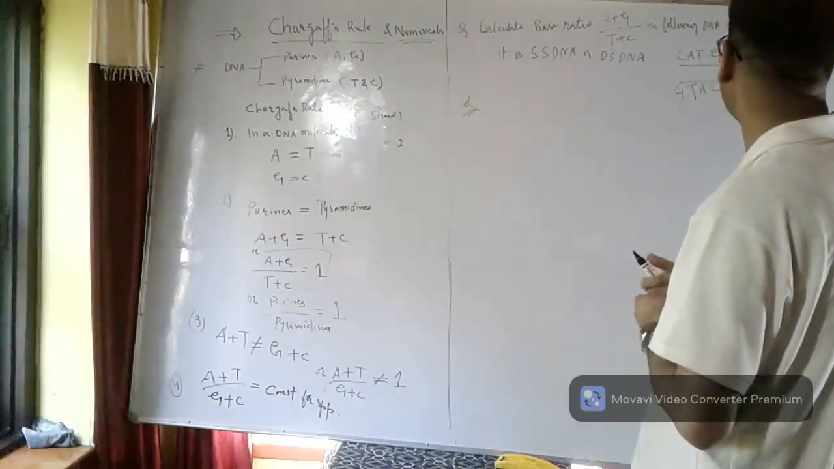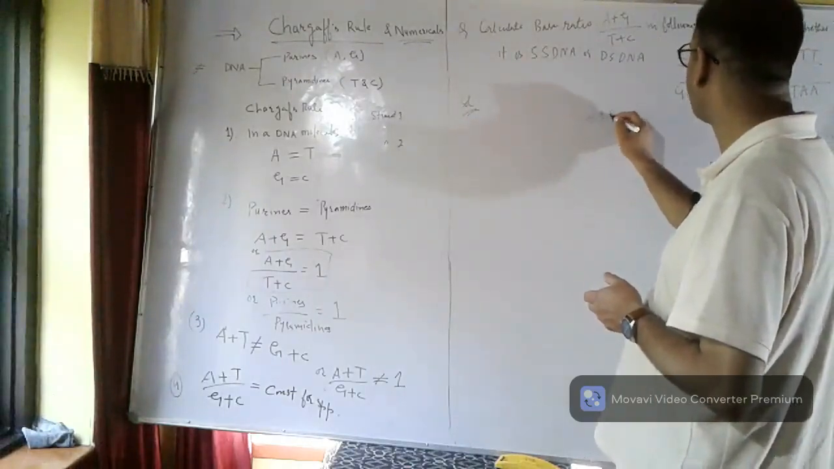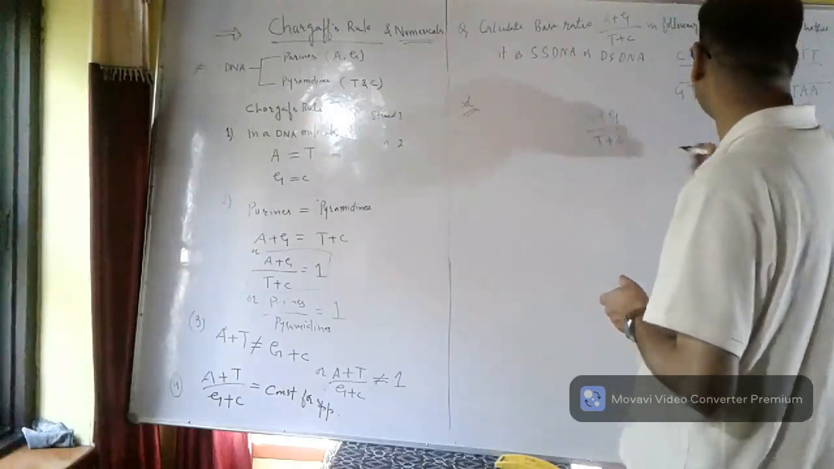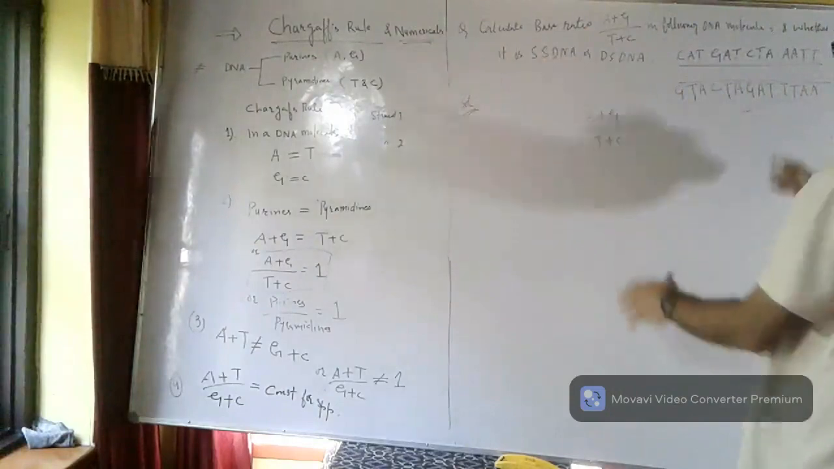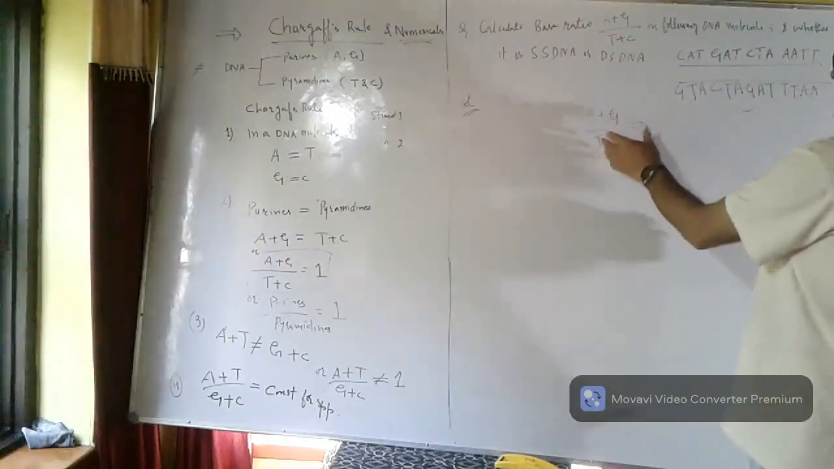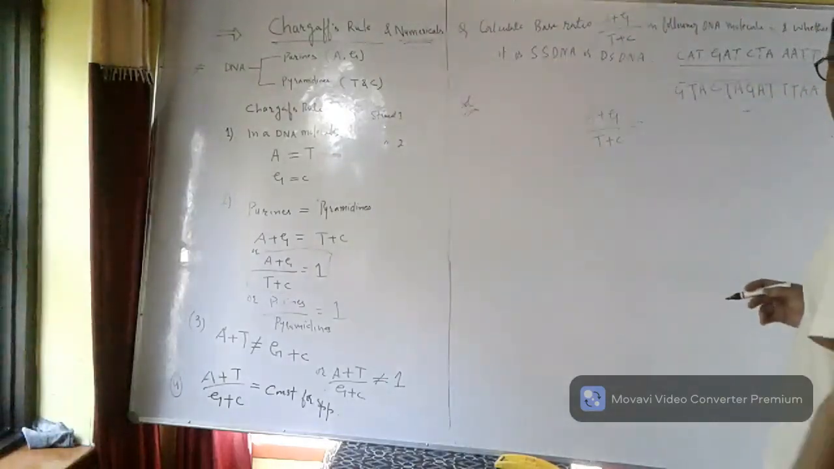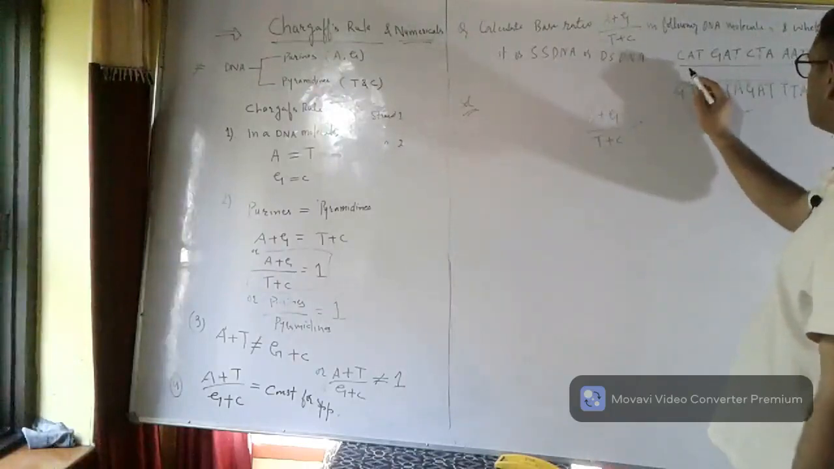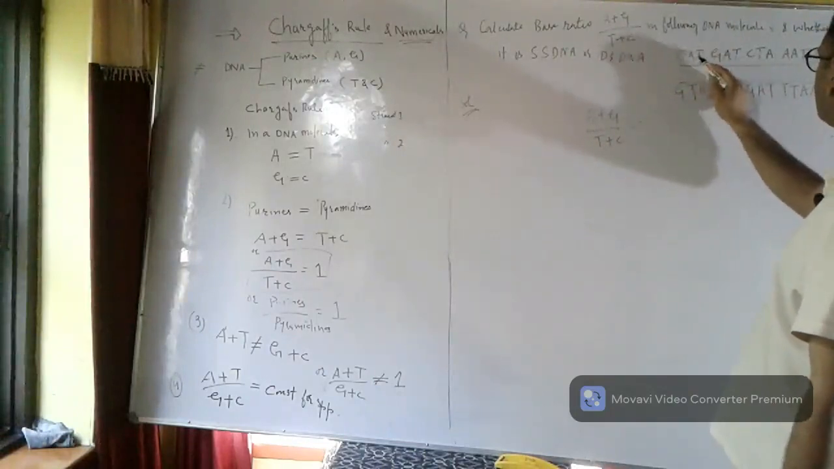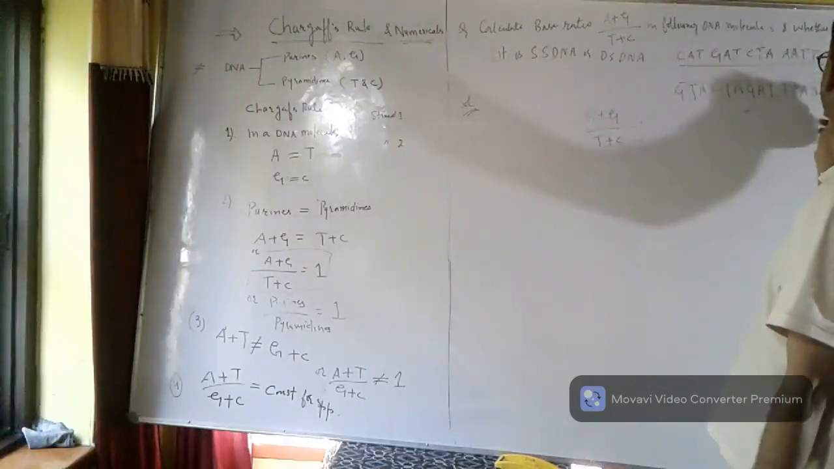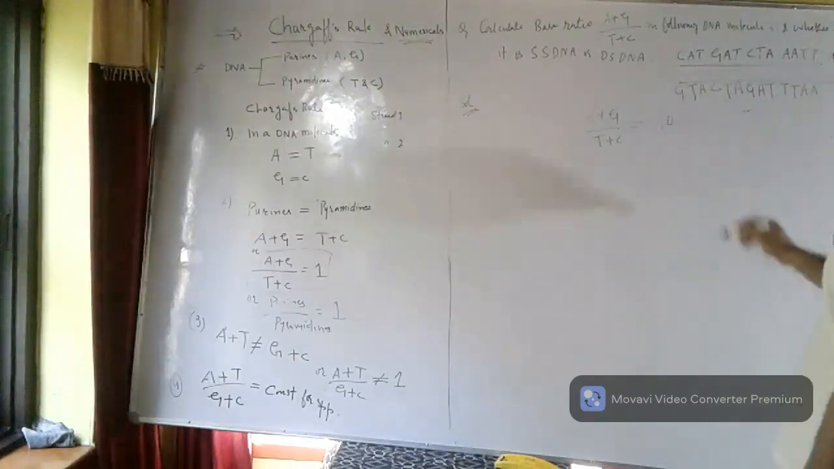We have to calculate the base ratio in the following DNA molecule. We'll calculate the base ratio adenine plus guanine by thymine plus cytosine, purine by pyrimidine. In this case, how many adenine are there? 1, 2, 3, 4, 5, 6, 7, 8, 9, 10. We have 10 adenine.